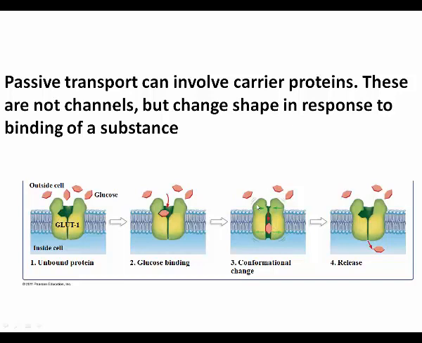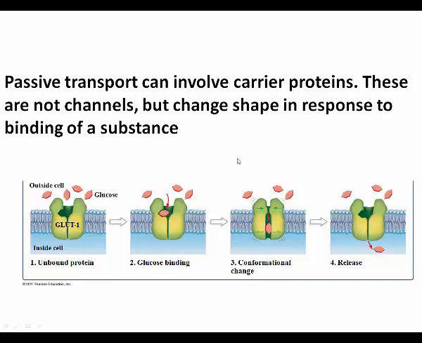So in facilitated diffusion, we're still moving substances down the concentration gradient, but rather than this movement occurring right across the membrane, it actually requires the help of proteins that are embedded in the membrane. Those two proteins: channel proteins and carrier proteins.